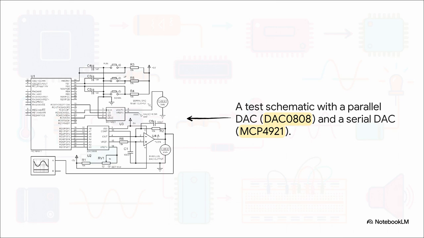Over on the left, the DAC 0808 is a parallel DAC. See all those wires? It needs 8 separate data lines to get an 8-bit number from the microcontroller all at once. But on the right, the MCP 4921 is a serial DAC. It's a lot more efficient. It gets that same data 1 bit at a time over just a few wires, which saves a ton of valuable pins on your microcontroller. But in the end, they both do the same job, turn a number into a voltage.